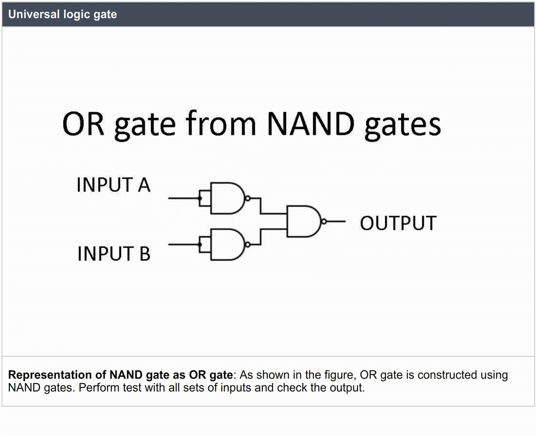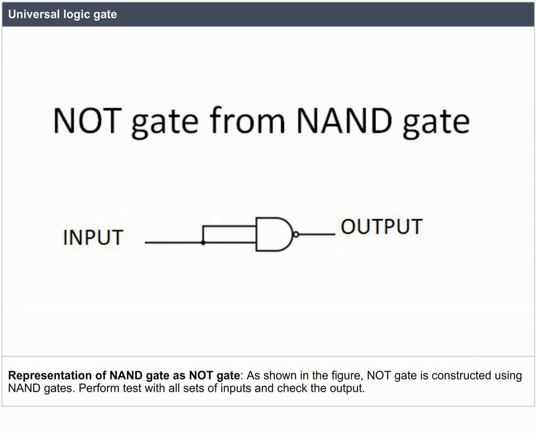Representation of NAND gate as OR gate. As shown in the figure, OR gate is constructed using NAND gates. Perform tests with all sets of inputs and check the output. Representation of NAND gate as NOT gate. As shown in the figure, NOT gate is constructed using NAND gates. Perform tests with all sets of inputs and check the output.